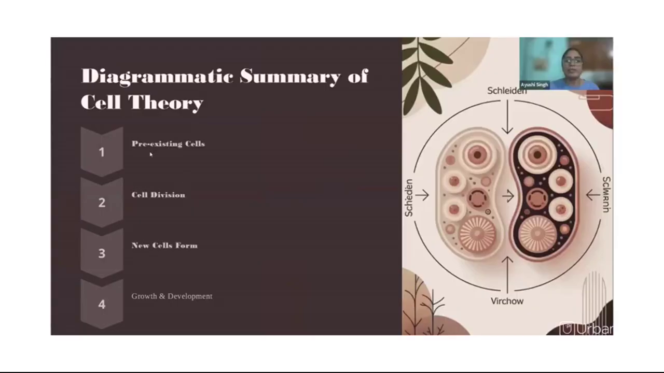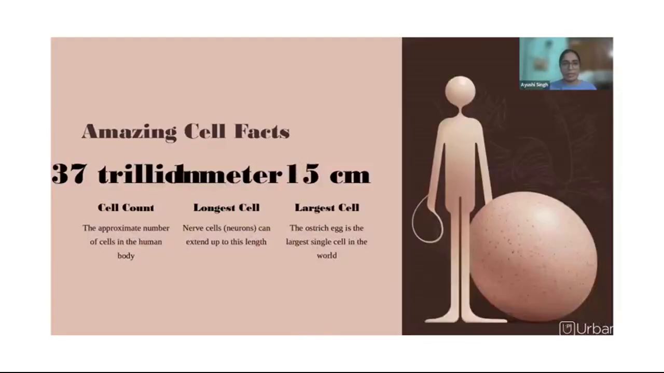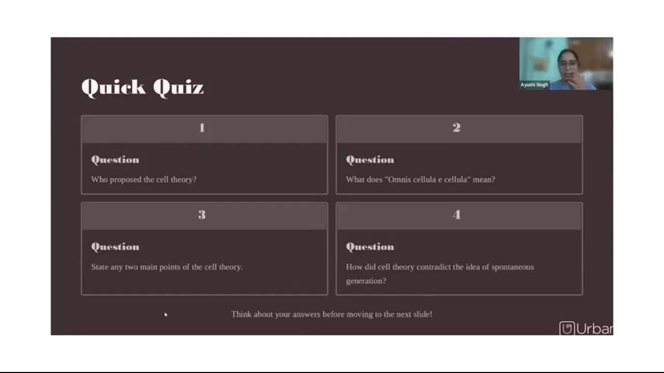So, if we summarize everything, cells come from pre-existing cells. Cells divide because of that, and new cells are formed. New cells are formed with the help of pre-existing cells only, and growth and development is seen. So this is it. We have discussed this earlier as well.